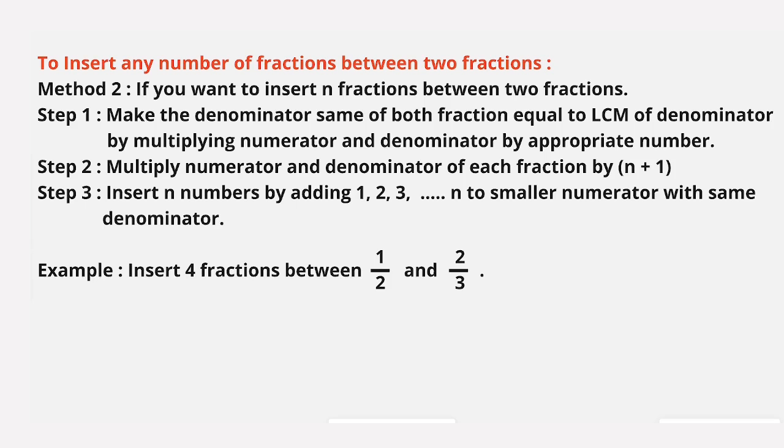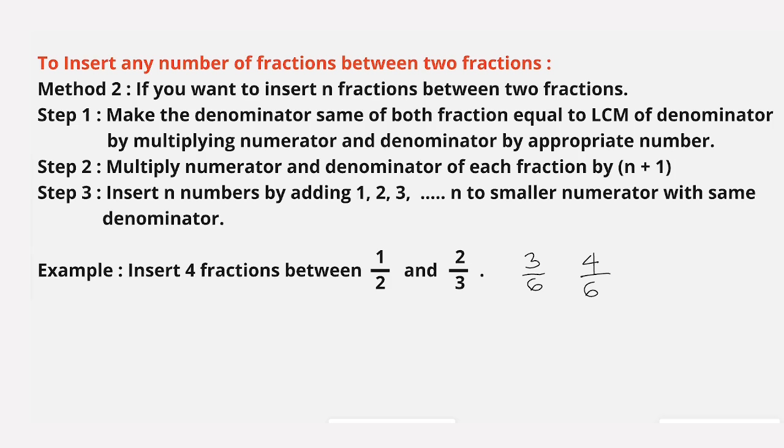So we have to multiply 1 upon 2 by 3. So we multiply 3 to both numerator and denominator. So this becomes 3 upon 6 and 2 upon 3. So we have to multiply both numerator and denominator by 2. So 2 upon 3 becomes 4 upon 6. So we have completed step 1. We go to step 2.